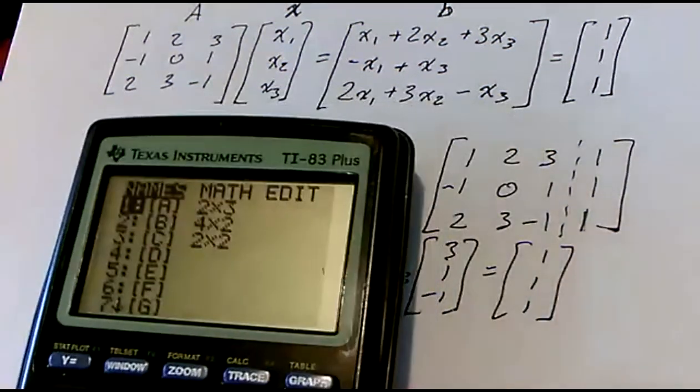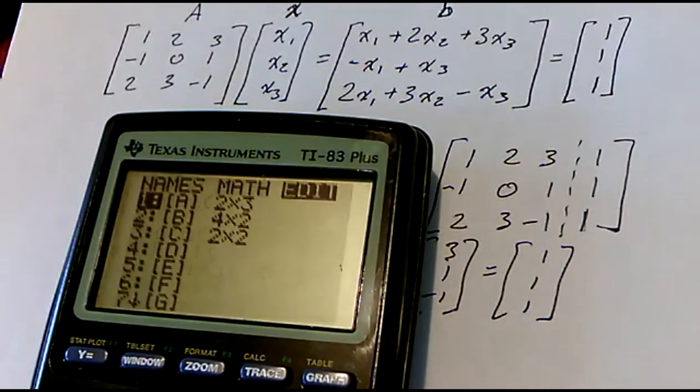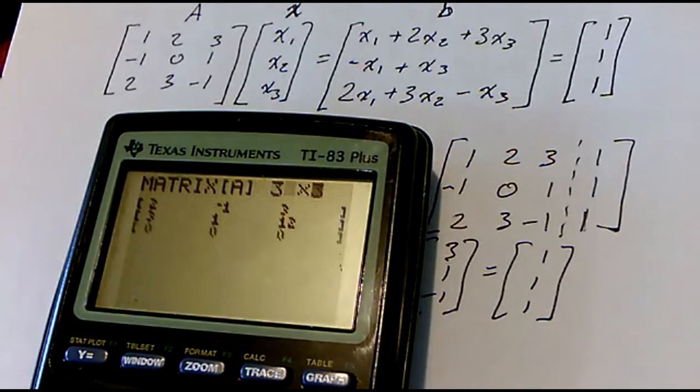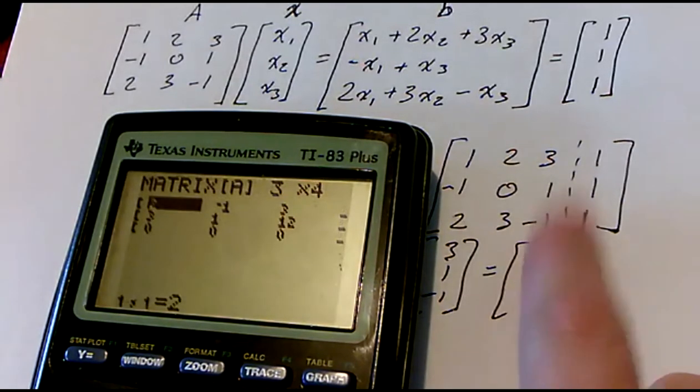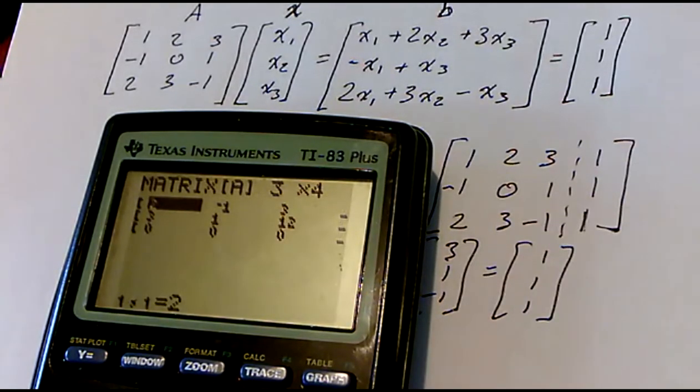So if you go to your calculator here, standard TI-83, again, go over to edit. So we're going to have a 3 by 4 matrix, right? Looking at my augmented matrix here. I'm going to have 1, 2, 3, and then 1 in the fourth column. Negative 1, 0, 1, 1 again in the fourth column. 2, 3, negative 1, 1 in the fourth column.